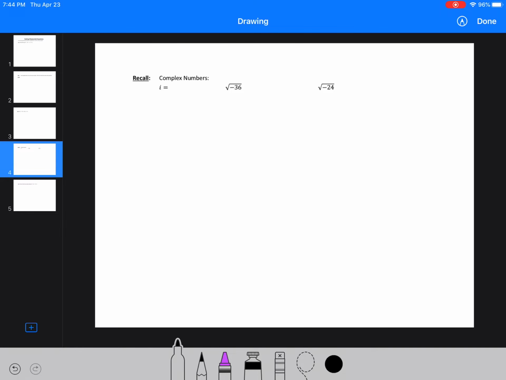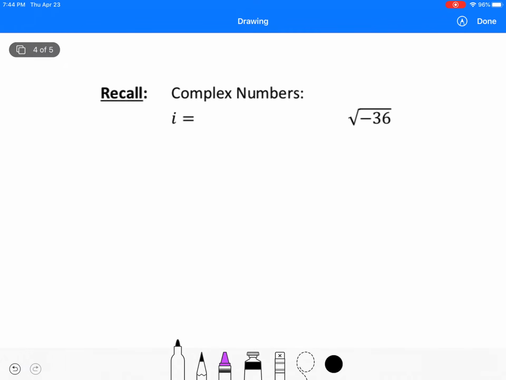Okay, we need to remember that we can also use complex numbers. Now, some of you might have seen this before and some might not, but i squared is equal to negative 1. So the square root of negative 1 is equal to i.